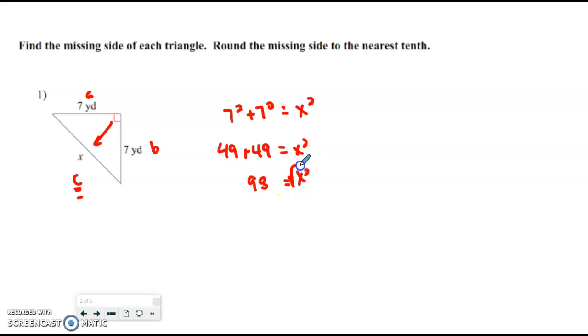And then we're just going to take the square root of both sides. So I got x to equal the square root of 98. What is the square root of 98? It's just going to turn out to be 9.9.